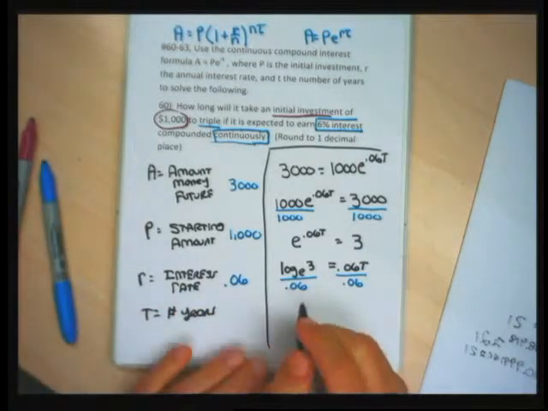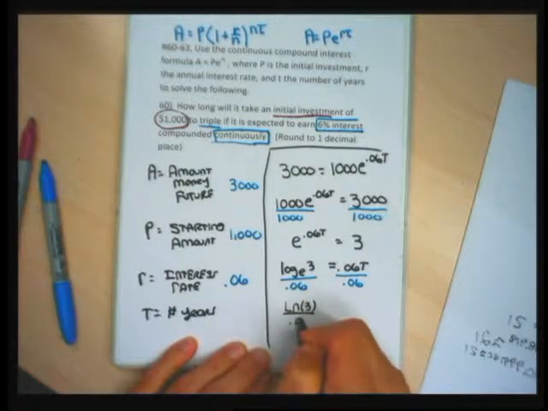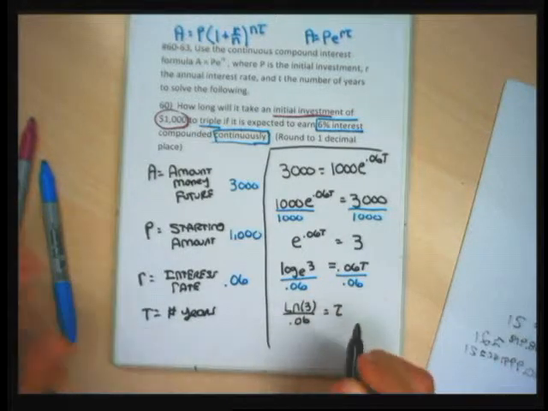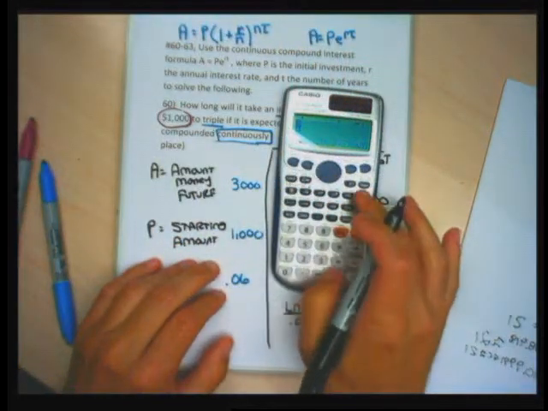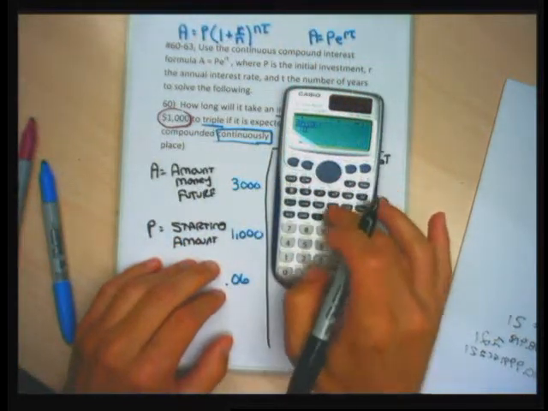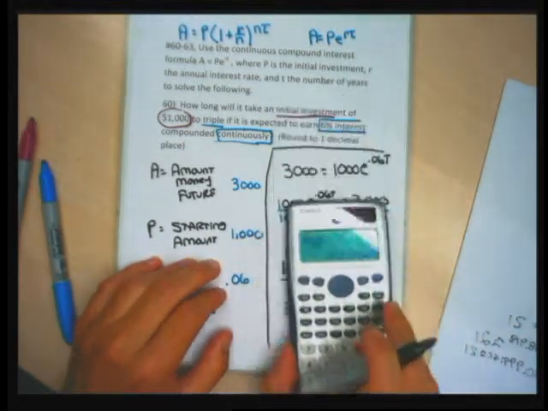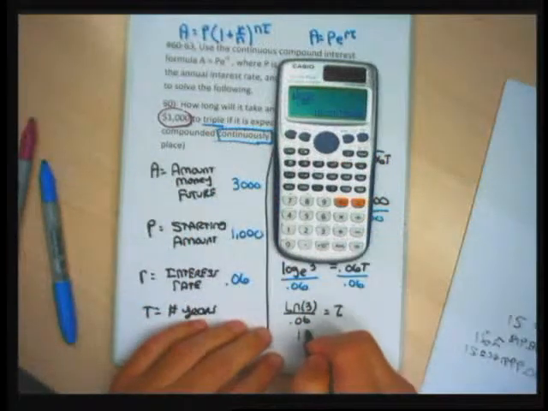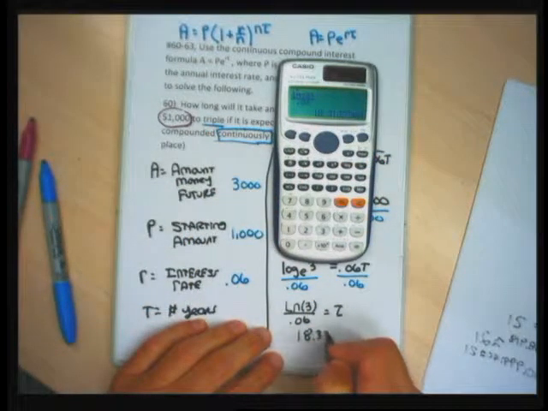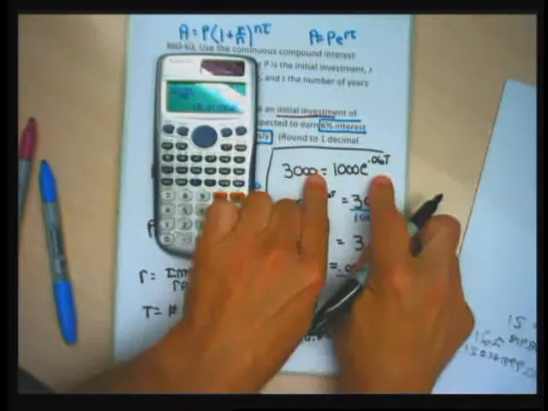And I'm going to pull out my calculator. I'm going to go ln of 3 over 0.06 equals T, but you can do the log base e if you like that better. So fraction, ln of 3 divided by 0.06. I get 18.31. It says round to 1 decimal place, so I'm going to say 18.3 is approximately T.